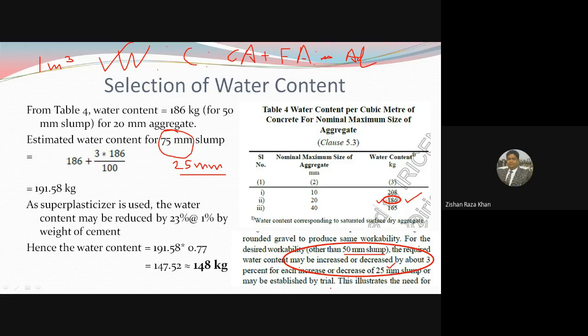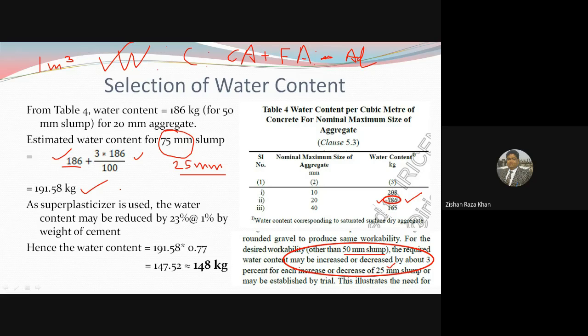So basically we are designing a trial mix, so we do not have the trial data. So what we are doing, हमें 25 mm slump increase करना है, तो हम 3% पानी increase कर देंगे. तो यहाँ पे देखिए क्या किया हम लोगों ने. 186 is given from here, and we just increase 3% of water and added here. So total water which is required is 191.58 kg.